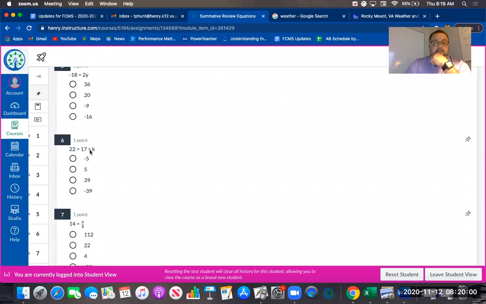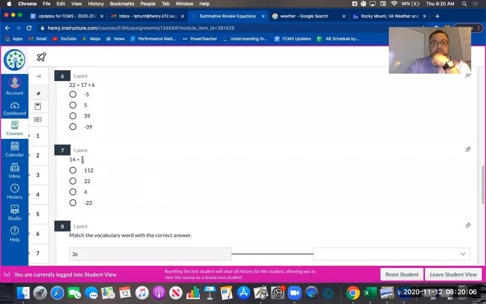So this one here, you see that it's adding 17. So we would subtract 17 from both sides. Again, here's your division. So 14 equals x divided by 8. So you would multiply by 8 on both sides.